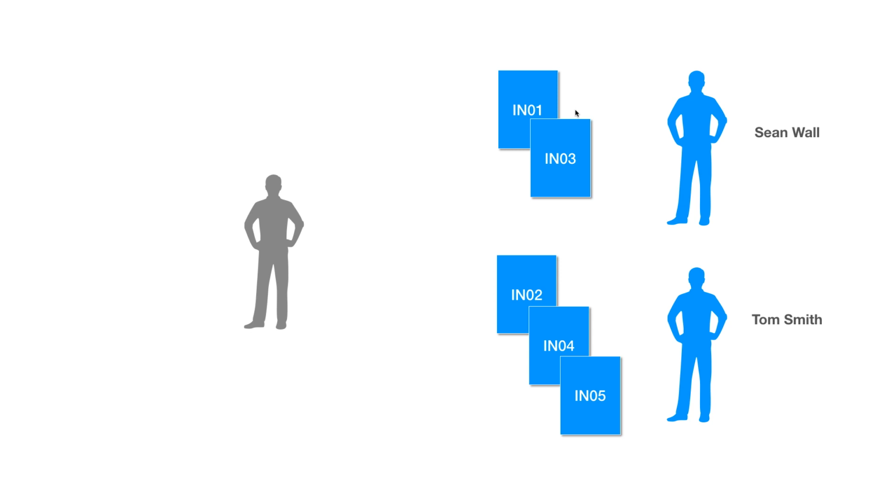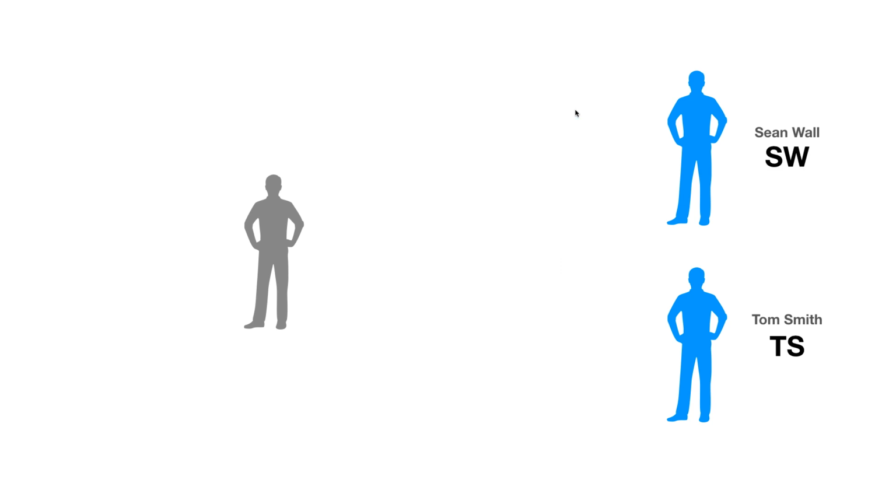So I came up with a solution. What I did is that I give each of the customers a shortcode. So for example, Sean Wall is going to be SW and Tom Smith is going to be TS.